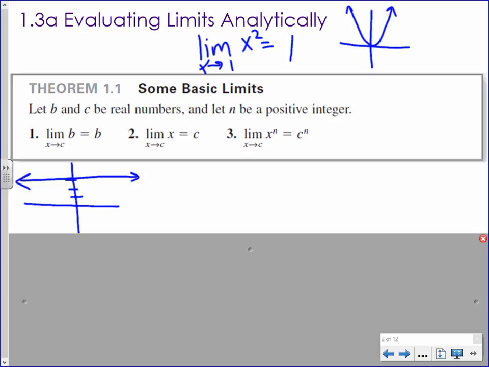Same thing here. The limit as x approaches c of x to a power. All we have to do is plug c into the x value, and that'll give us the y coordinate on the graph. That is what we are approaching. So instead of having to think about the graph every single time, we know that when we plug in an x value, we get out a y value. And if we're approaching an x value, then that will give us the y value we're approaching.